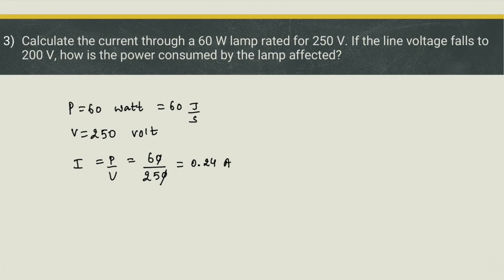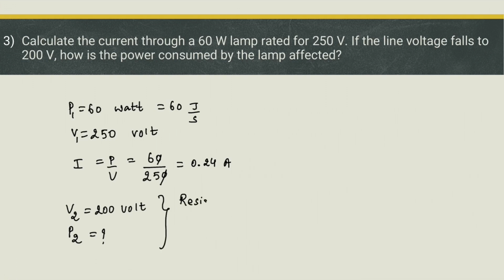Now the question also says that if the line voltage falls to 200 volt, how is the power consumed by the lamp affected? Let's say initial power is P1 and initial voltage is V1. Now voltage drops to 200 volt. So what is a new power? That is what we want to figure out. So by changing the voltage, power changes, but one thing remains constant, that is the resistance of the filament.